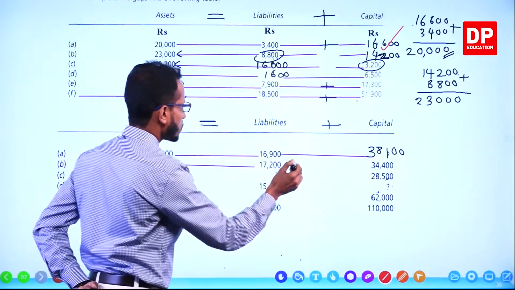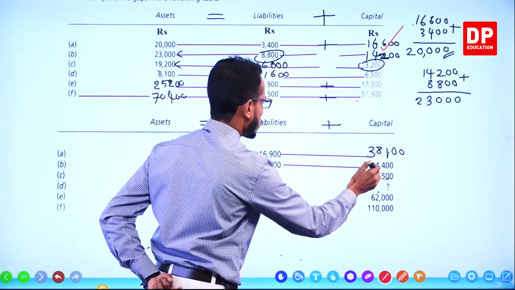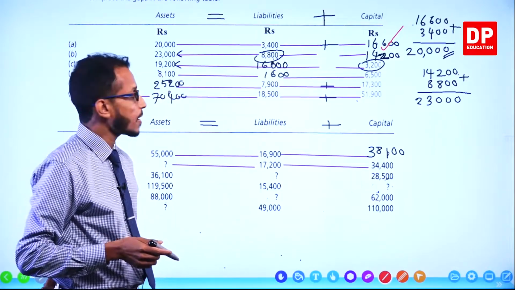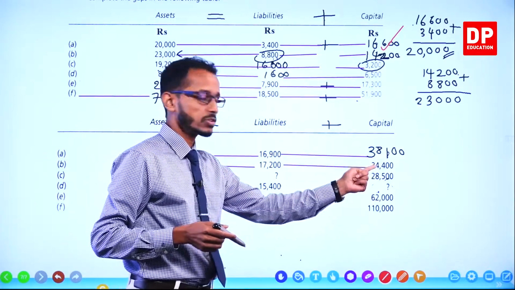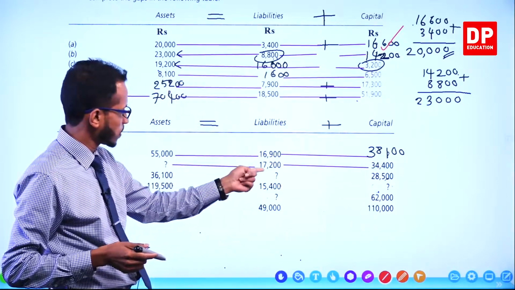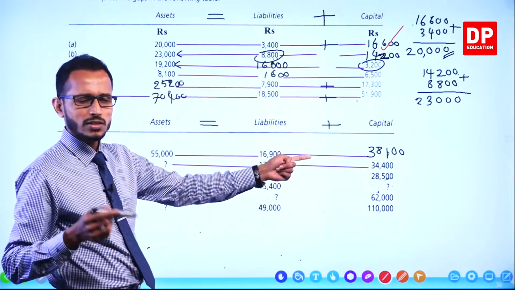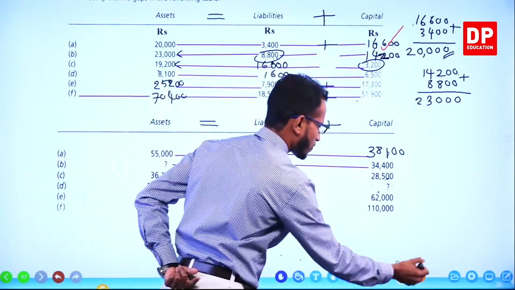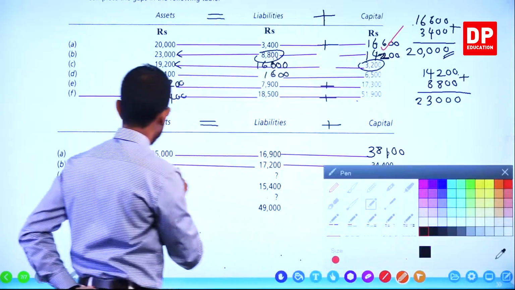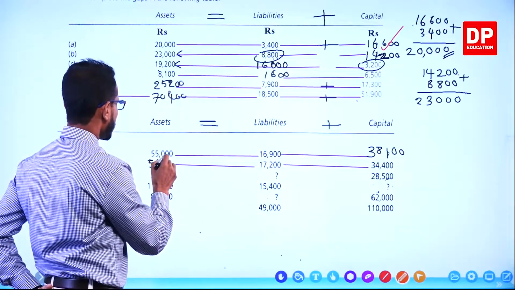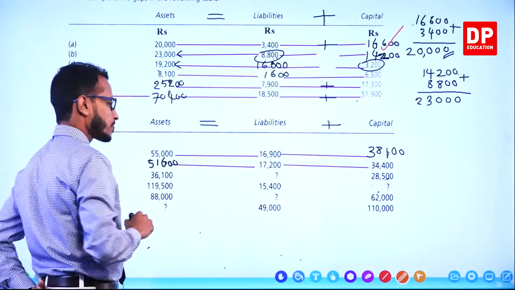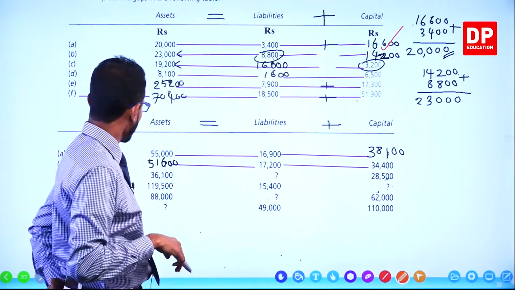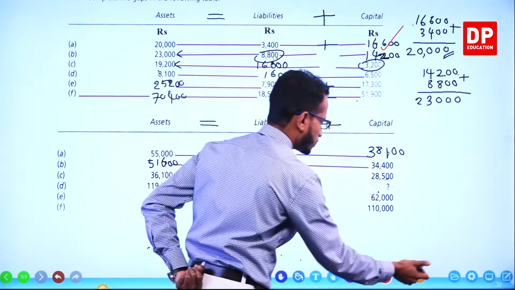Second, we have assets we don't know. 17,200 of liabilities and 34,400 worth of capital. 17,200 plus 34,400. I got 51,600. Okay. 51,600. Did you get that? Okay, good.